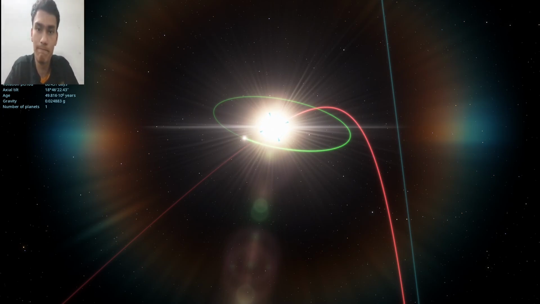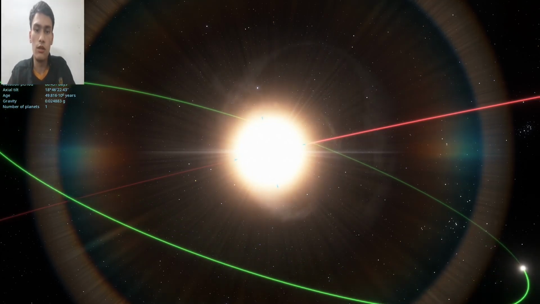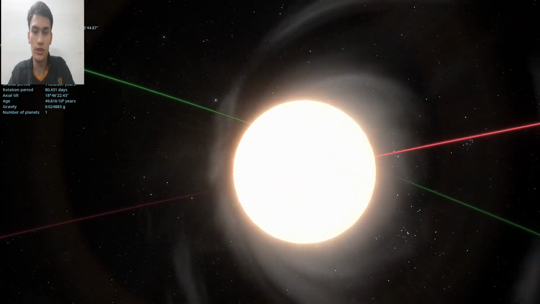Everyone will probably die. So yeah, it is the sun's fate, and the sun is already 5 billion years old, so it has another 5 billion years to live as a yellow dwarf before it becomes something big like this red giant.